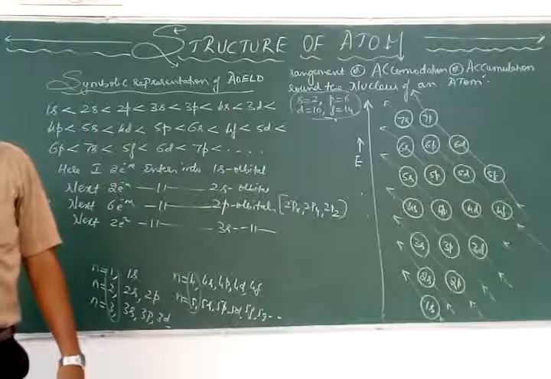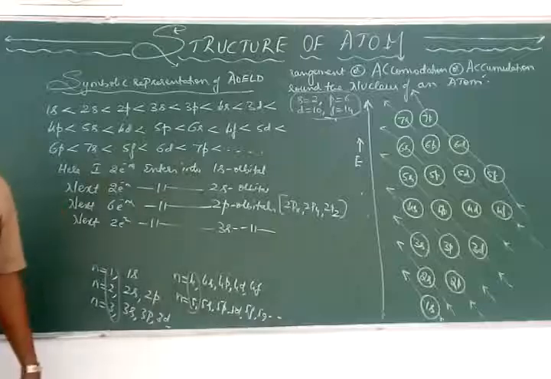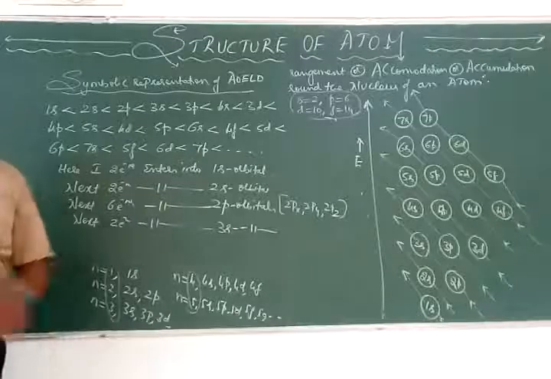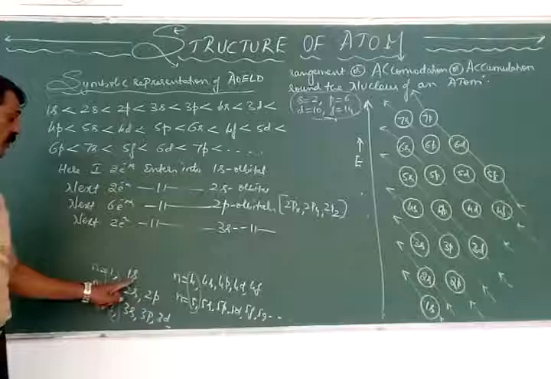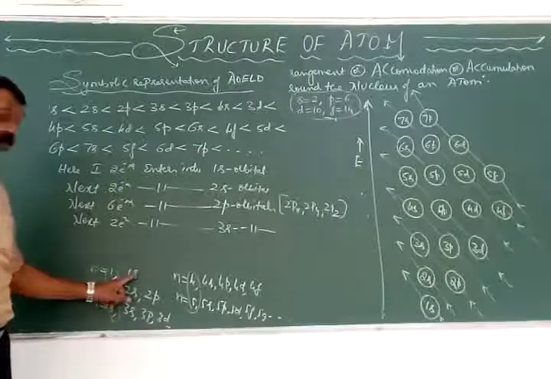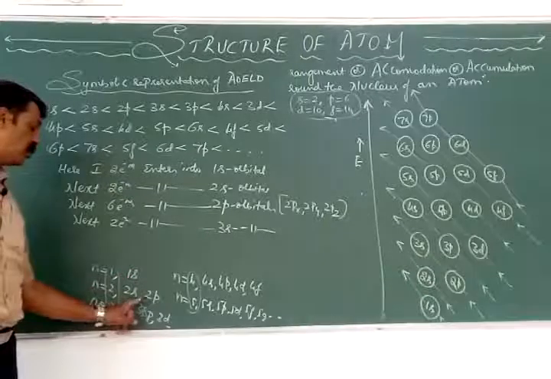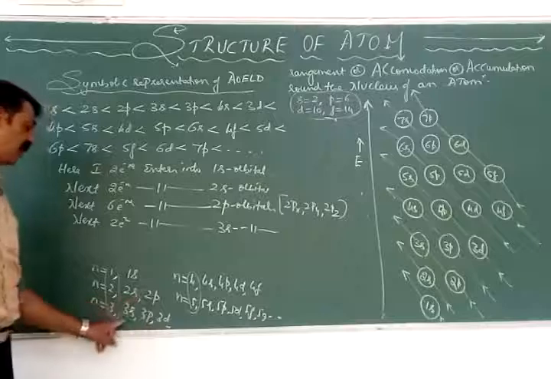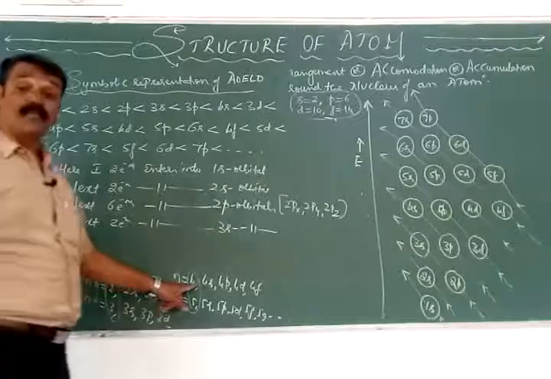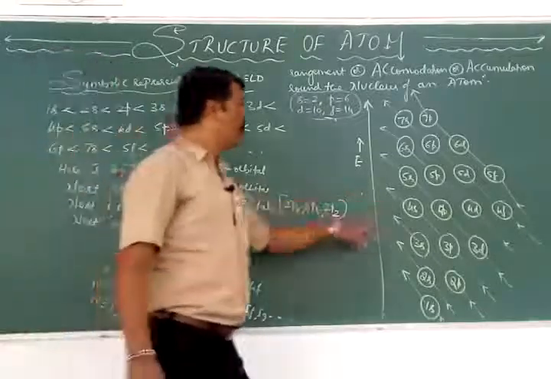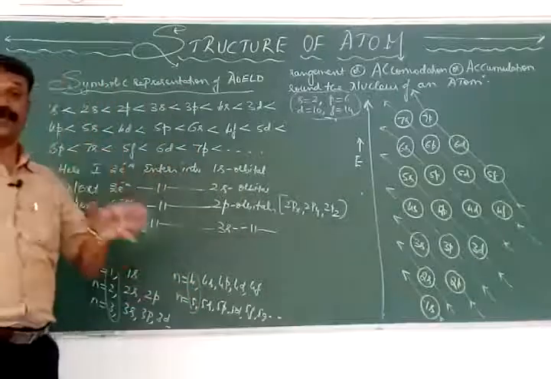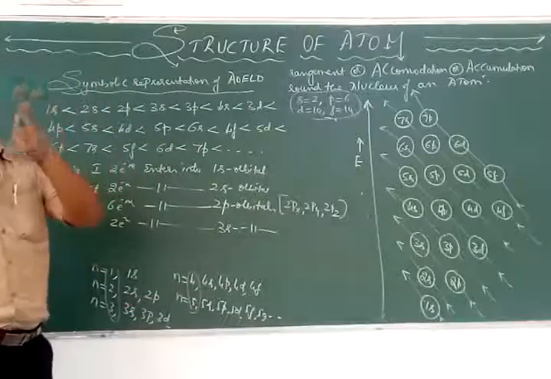Atomic orbital energy level diagram. For that you have to be very familiar with the subshells and their respective orbitals. The first orbit, n equal to 1, has only one subshell called 1s. n equal to 2 can have 2s and 2p. n equal to 3 can have 3s, 3p, 3d. n equal to 4 can have 4s, 4p, 4d, and then 4f. n equal to 5 can actually have 5s, 5p, 5d, 5f, and then 5g.